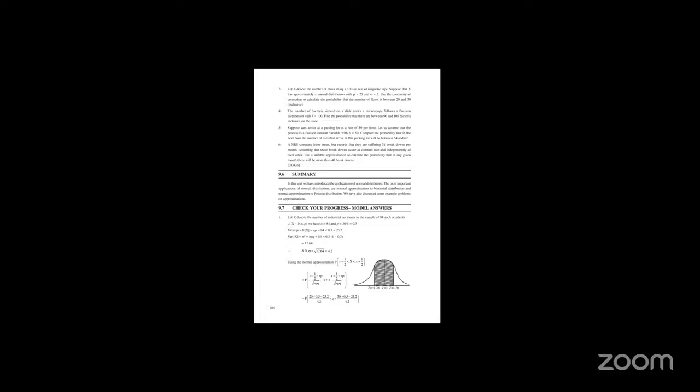So in summary, in this unit we have introduced the applications of the normal distribution. The most important applications of the normal distribution are the normal approximation to the binomial distribution and the normal approximation to the Poisson distribution. We have also discussed some example problems on approximations. So check your answers. We have 6 questions and you'll have the answers also. First try to do without seeing, then check the answers.